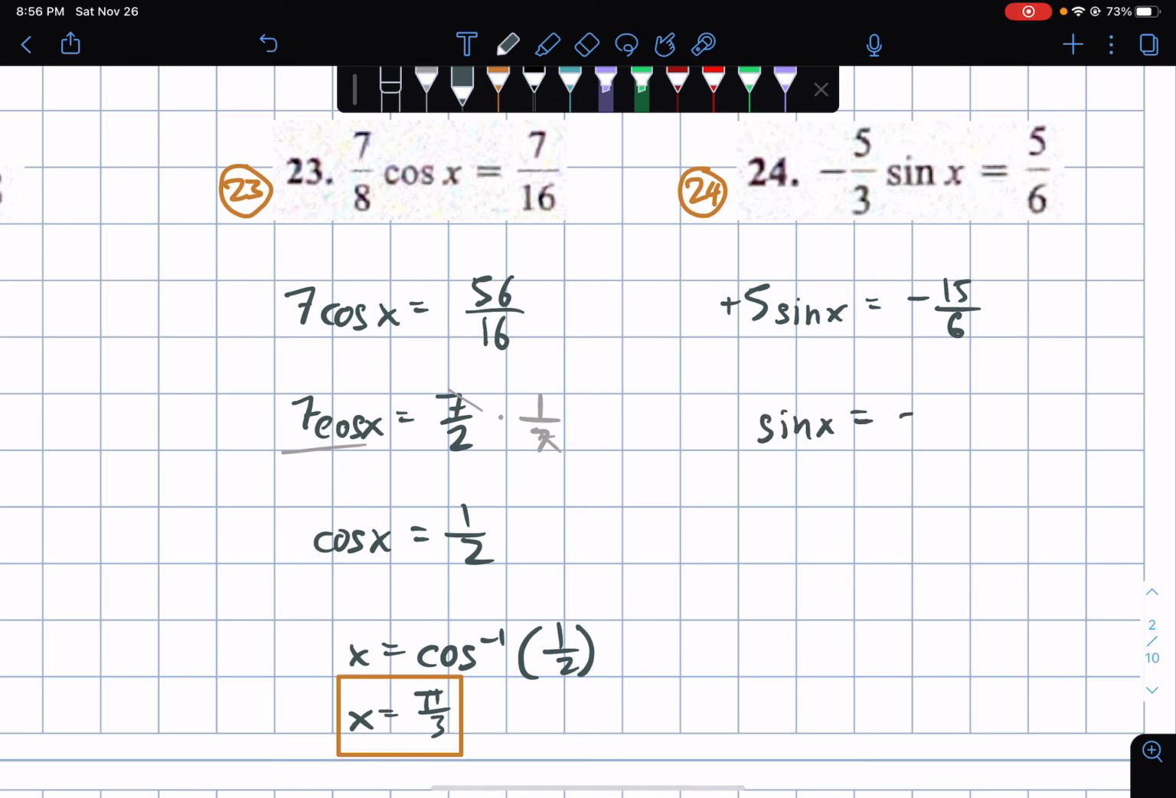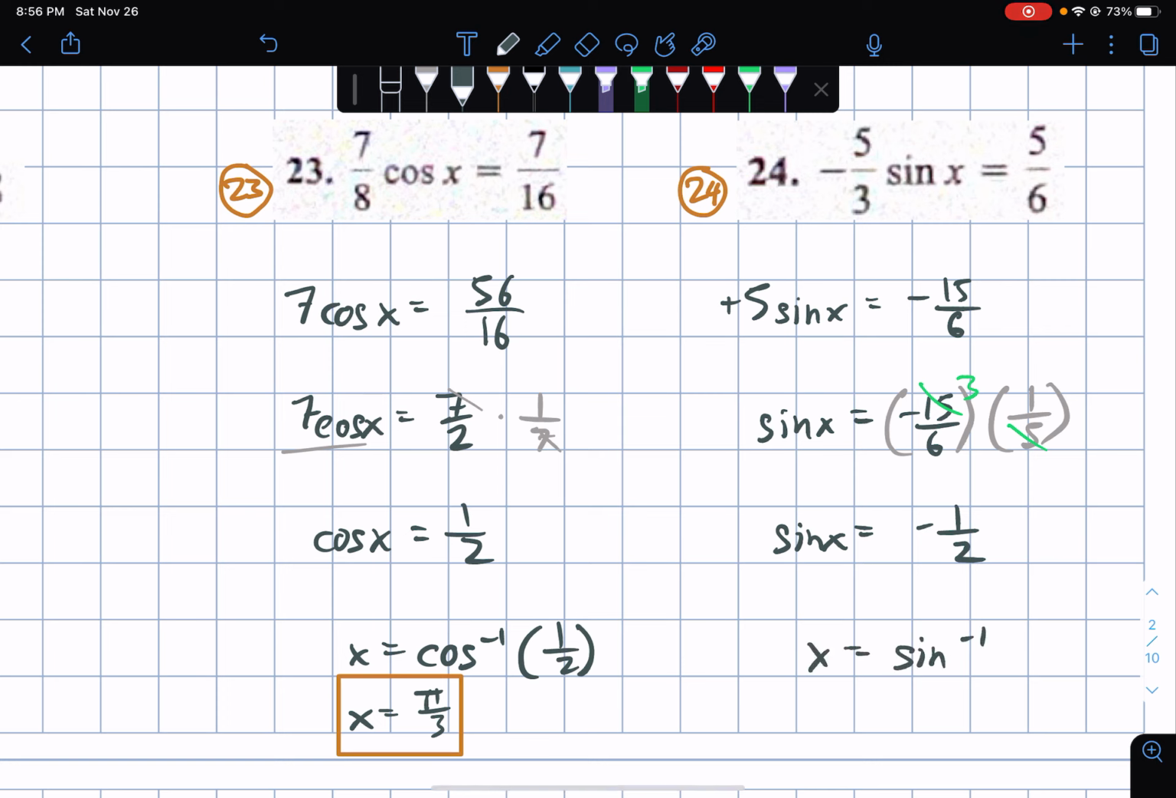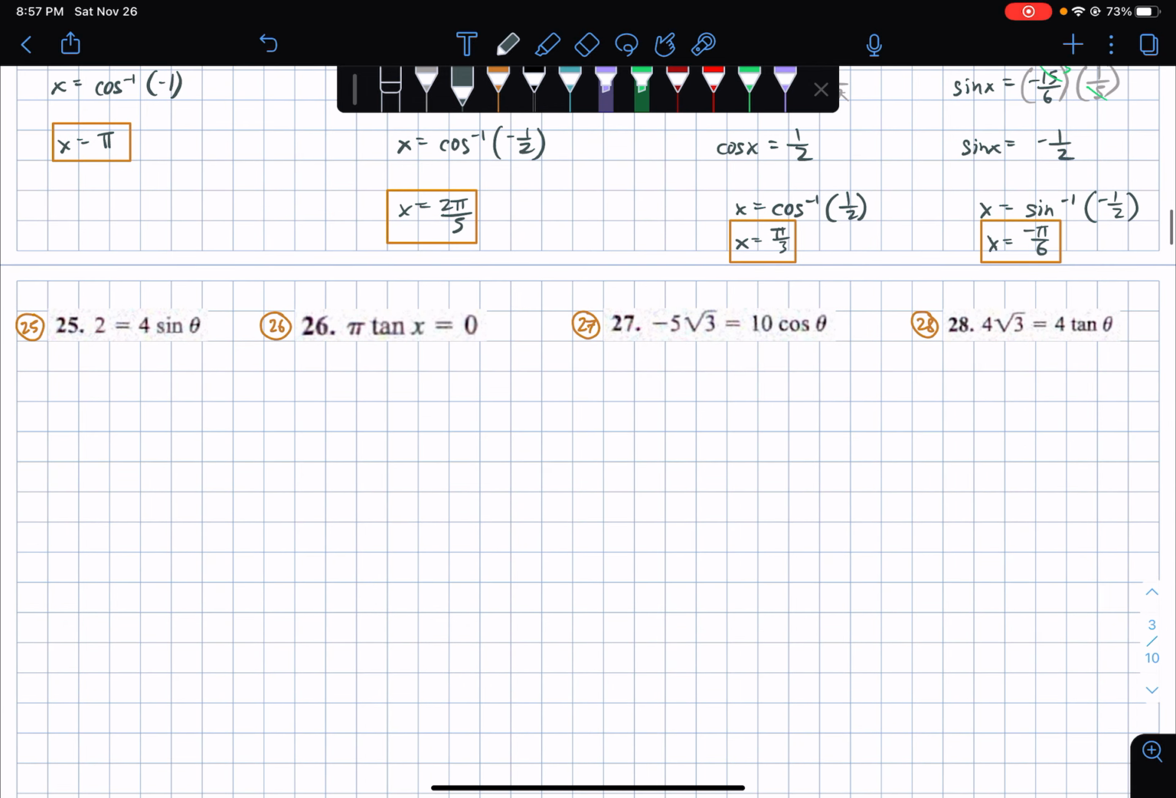Sine x is equal to negative 15 over 6 divided by 5, which is equal, eventually, to something like that. And of course, cancellation. Negative 3 over 6 would be negative 1 over 2. X is equal to the arc sine of negative 1 over 2. X is equal to negative pi over 6. Okay, that's number 24. Let's move on.